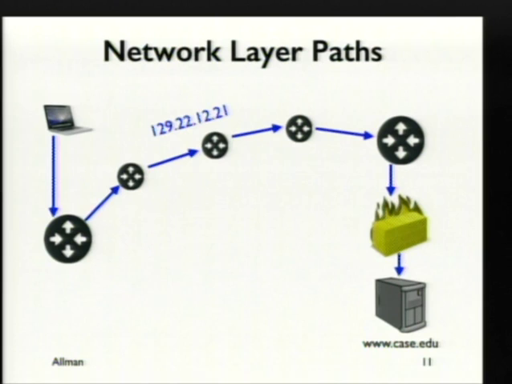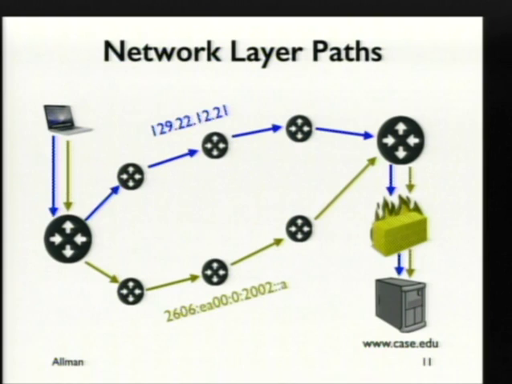So we can do the same thing with IPv6, but instead of looking up that A record in the DNS, we look up a quad A record. Get an IPv6 address, we do the same thing, right? So we get this other path through the network. So now we have two paths through the network to do the same job. It depends on which network protocol you use. And it might be two separate physical paths, or we have this firewall over here at Case.